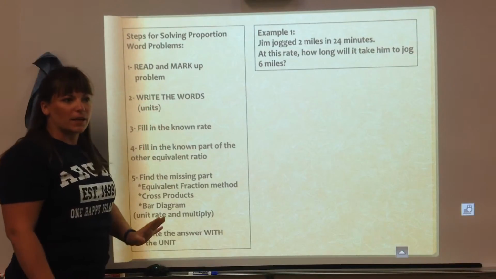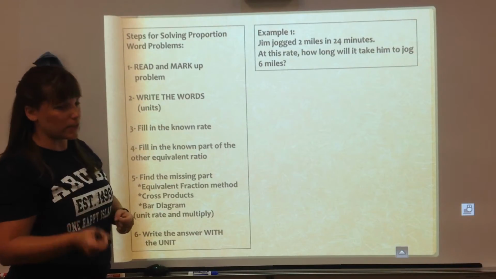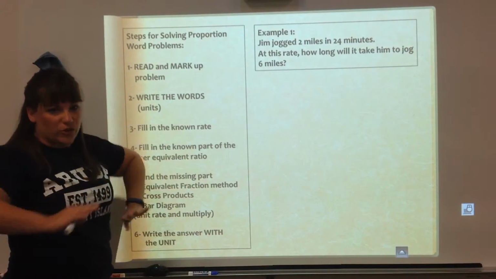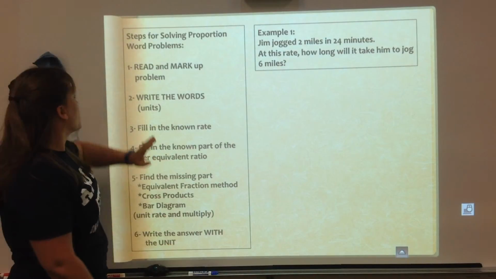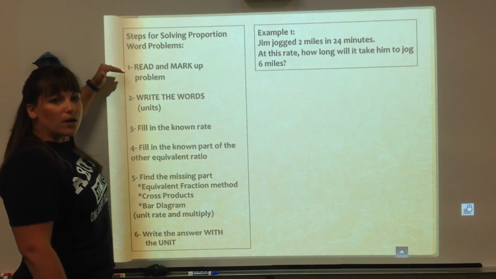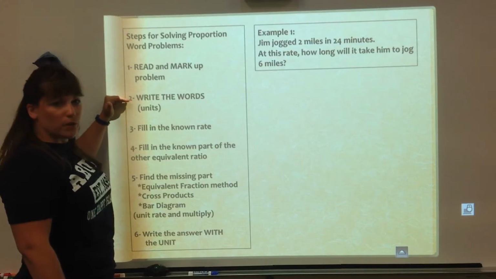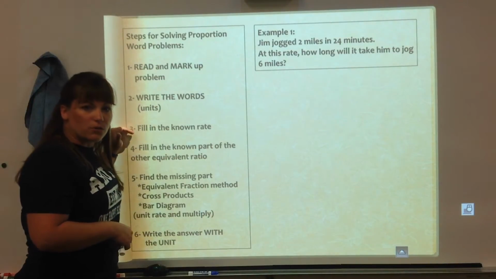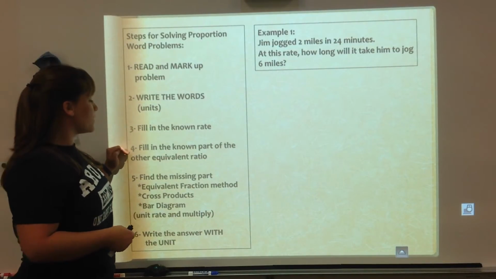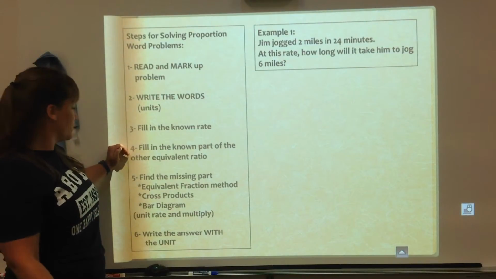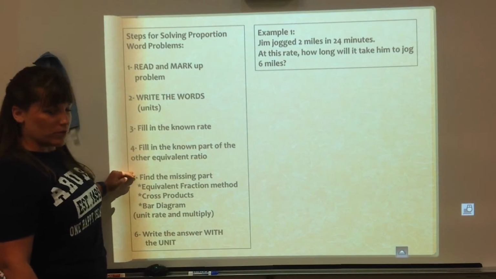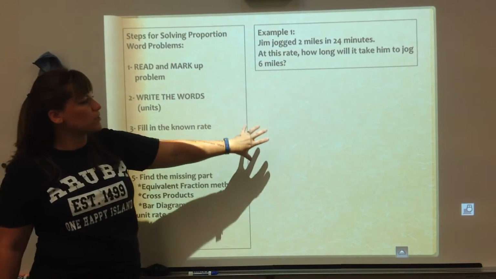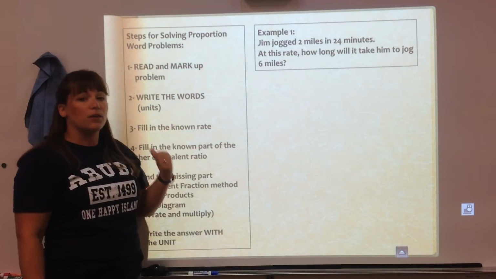On the left-hand side, I have what your notes have on the left-hand side, which are the steps for creating your own problem from scratch. There's nothing there to help you start it. So you're going to first read and mark up the problem. Then you're going to write words first, dealing with the units. You're going to fill in your known rate, what you're given, and then fill in part of the other one that you're given. And then find the missing part using those 3 strategies and write your answer with the units. I know I went a little bit fast. I'm going to do this example referring to this and do it step by step.